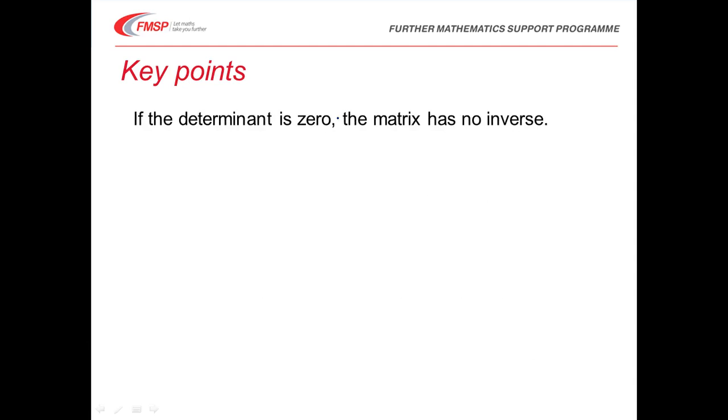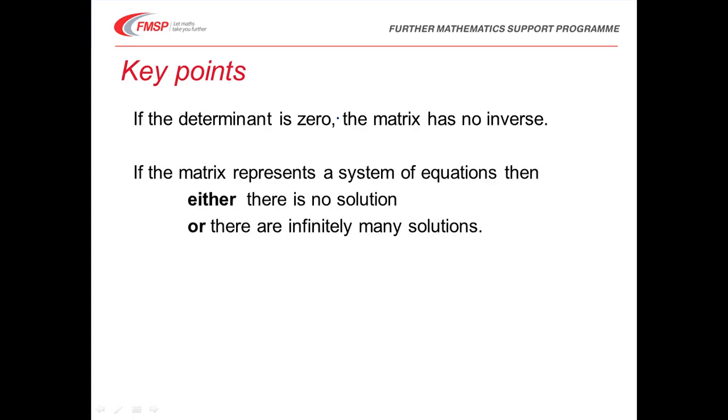If the determinant is 0, the matrix has no inverse. And if we're looking at a system of equations, then you've either got no solution or infinitely many solutions. In terms of the 2x2 matrices that we're looking at in Further Pure 1, if you're looking at those geometrically, then either the lines are parallel, so you've got no solution, or in fact your two equations actually represent the same line and you've got infinitely many solutions.